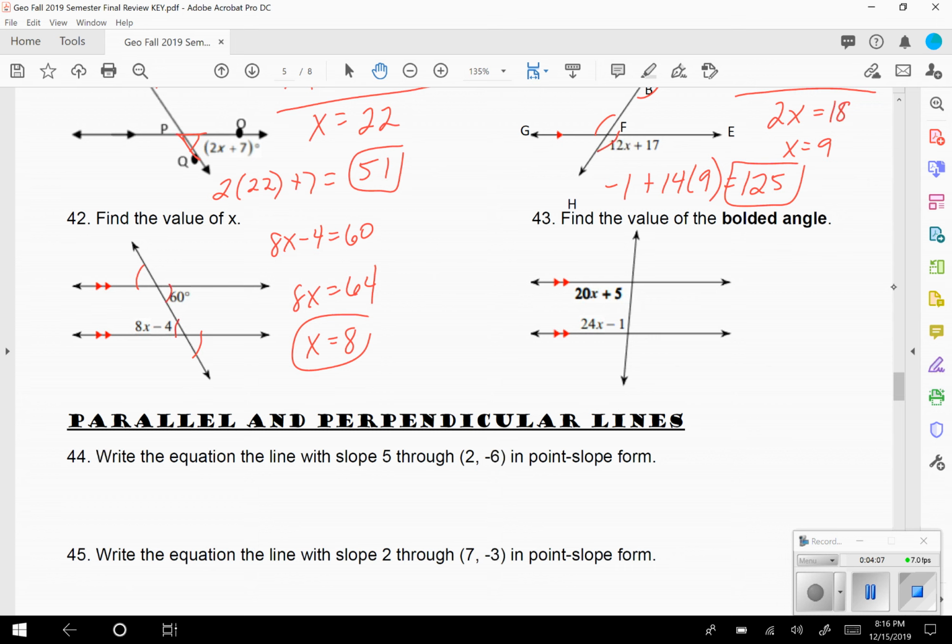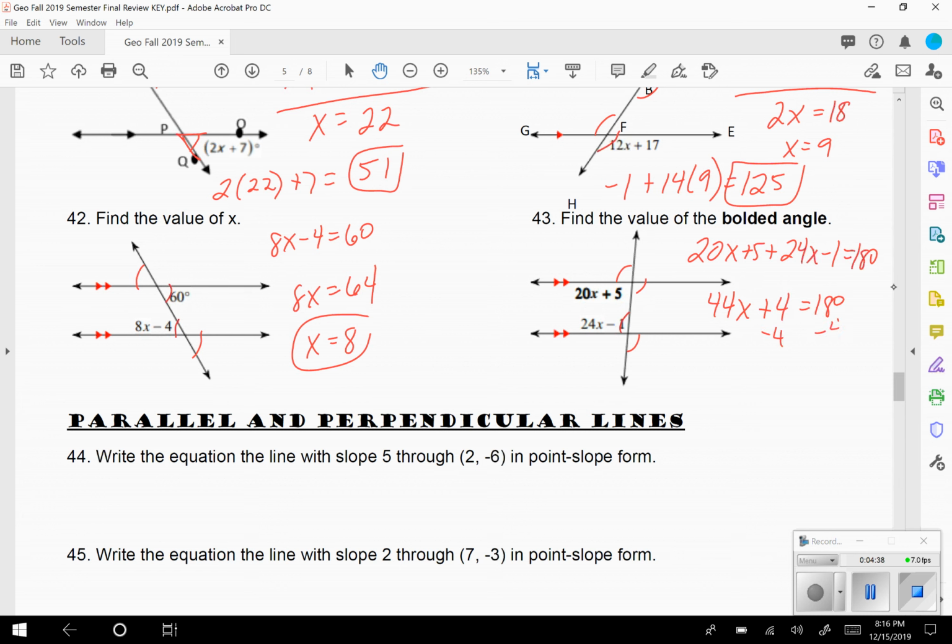Okay, next thing here, it's just find the value of the bolded angle. So we're trying to find this top one. And again, if you go and do the shading, you'll see that they're actually two different colors. So you should add them and set that equal to 180. So we have 20x plus 5 plus 24x minus 1 equals 180. Okay, 20x and 24x, that's 44x. And then you have a 5 minus 1, so that's plus 4 is equal to 180.